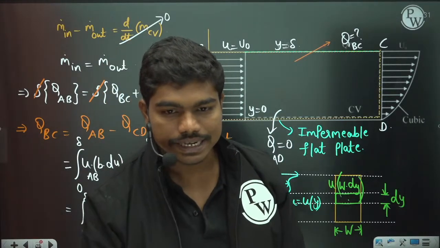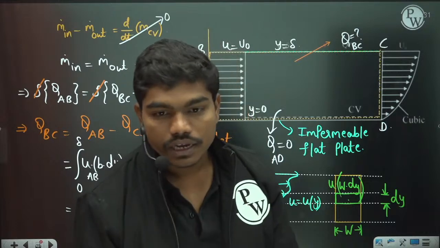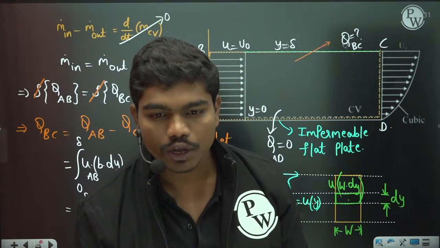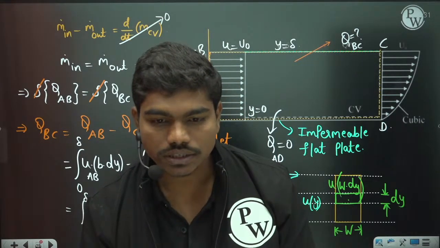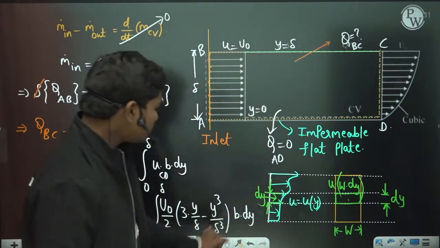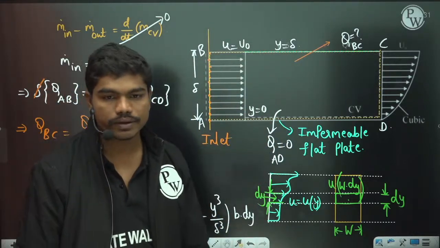So at section CD, if we calculate the discharge by area and cubic velocity profile, will it give the discharge? Yes, that's what we have done. We have calculated using the velocity profile into this value.